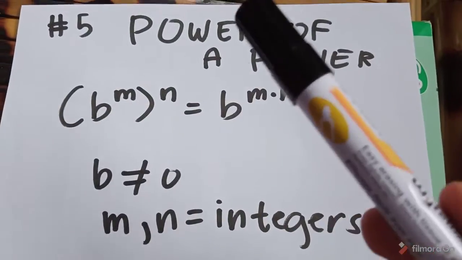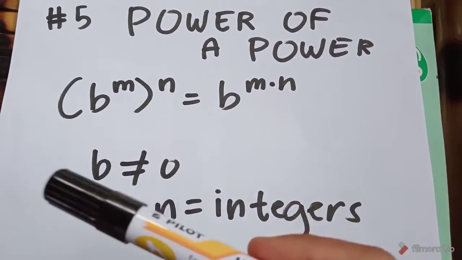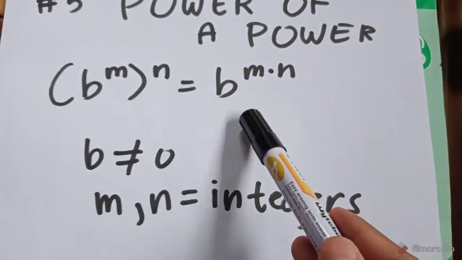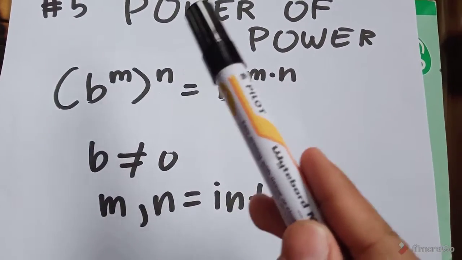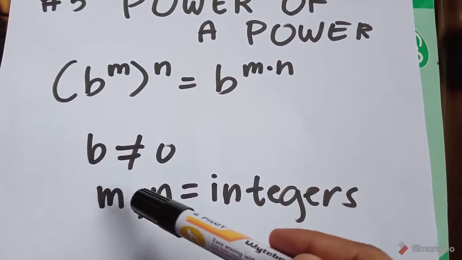Rule number 5. The power of a power property of exponents. When an exponential expression is raised to a power, you just need to copy the base and multiply the inner and outer exponent. The assumptions here are b is not equal to 0 and m and n are integers.